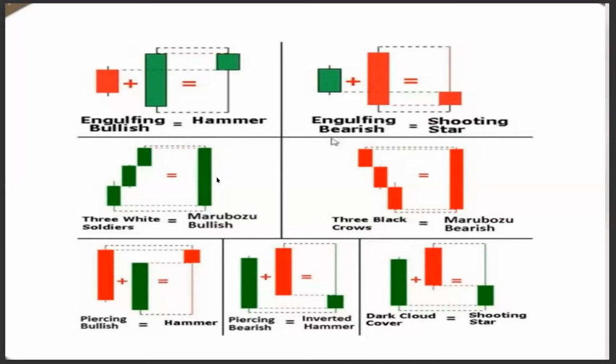And this is a three white soldiers pattern. It turns into a bullish Marubozu. Three black crows turns into a bearish Marubozu. Similarly, piercing bullish turns into a hammer, inverted hammer, and shooting star. But to see the blending of candles, you have to change the time frames. You have to look at higher time frames.